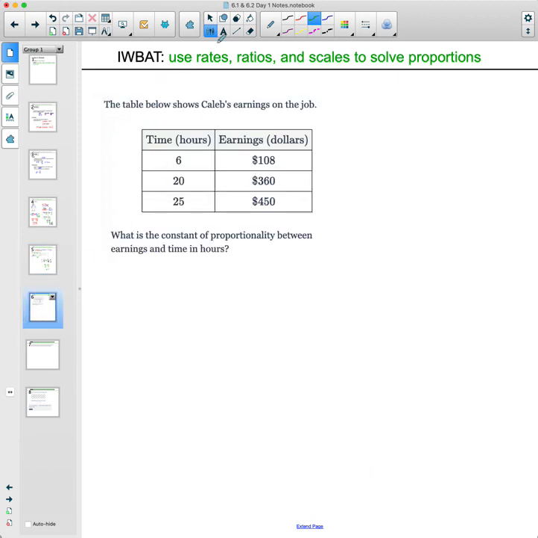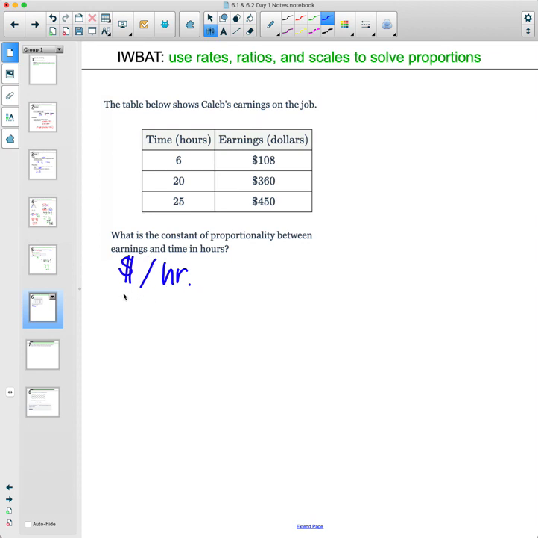So earnings when you have a job. This table shows Caleb's earnings at his job, so time worked versus how much money he made. What is the constant of proportionality between the earnings and times in hours? Earnings is dollars per time, which is hours. So they want the dollars per hour here. So how many dollars per hour?